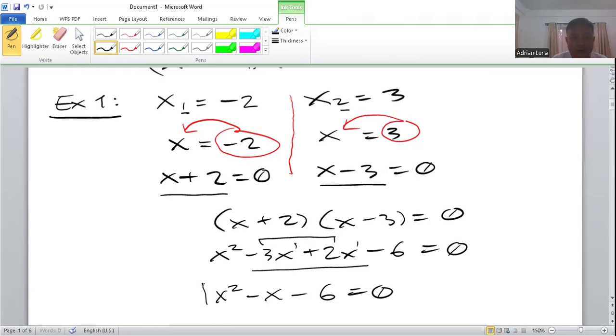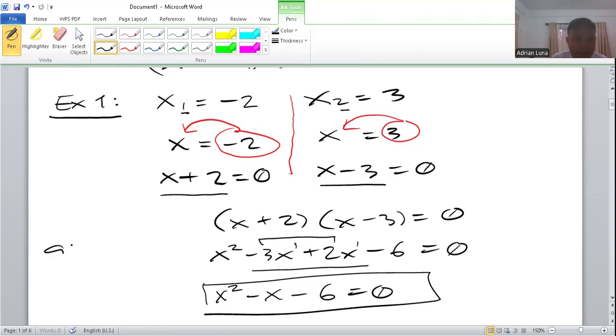So ito na yung quadratic equation natin. So the value of our A is equal to 1, B is equal to -1, and C is equal to -6. So we're going to check using our calculator. The roots of this quadratic equation is really -2 and +3. Okay, let's grab our calculator.